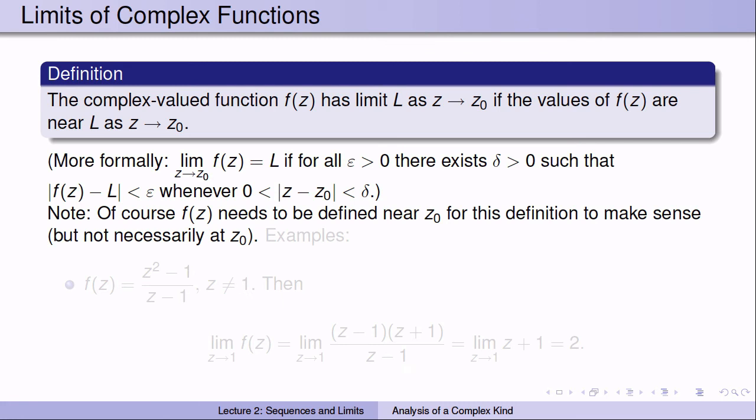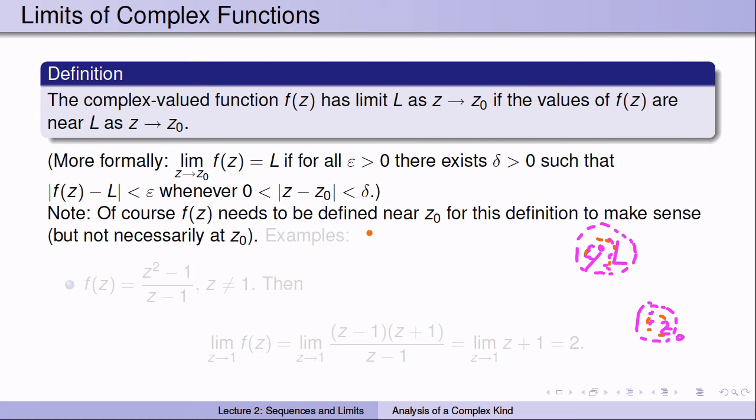We say that a complex valued function f has a limit L as z approaches z0 if the values of f are near L as z goes to z0. So that means if this is a point L and the values of f have to be near L, then if I draw a small enough disk around L, a disk of radius epsilon, eventually all the f of z values are in that disk if the z values are close enough to z0. So I can find another disk around z0 such that if my z values are within that disk, then the f of z values will be in the disk of radius epsilon.